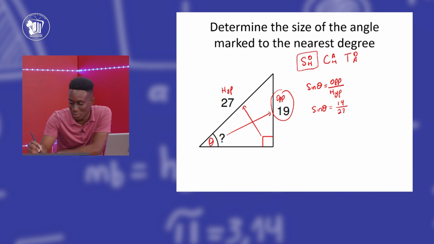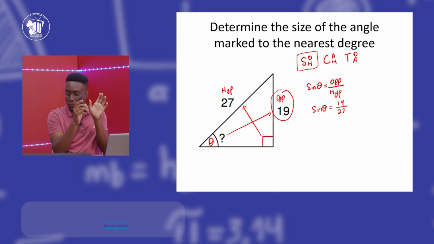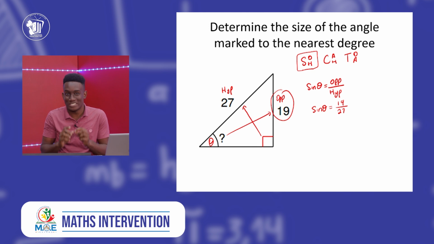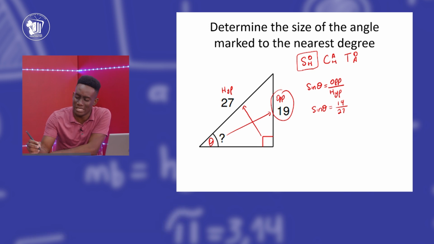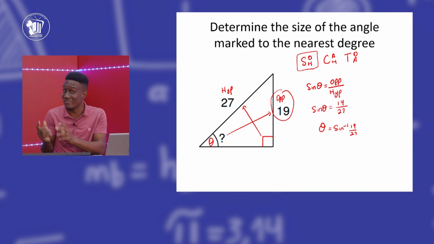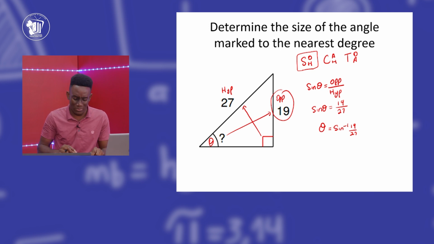Next we want to solve for theta. We need to take over the sine, because we want theta by itself. The opposite of sine would be sine inverse. So theta is equal to sine inverse of 19 over 27. Once again, you can divide 19 by 27 and you'll get an answer, and you will get the same answer I will get.